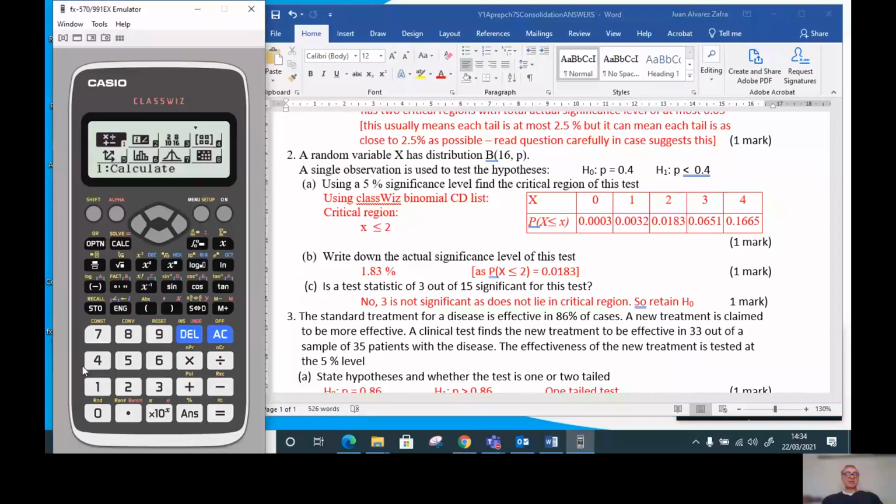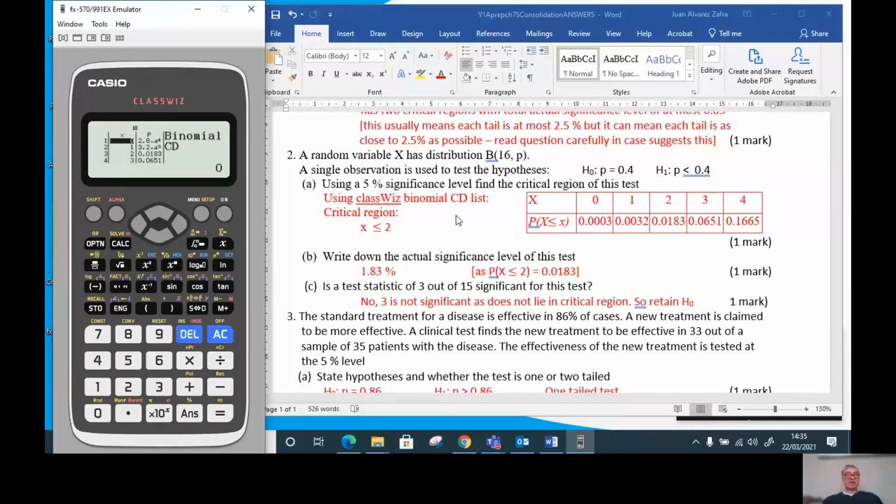So let's go to menu 7. Binomial CD, we need to go down, 1 for binomial CD, and then we want the list, 1. And then, as I've written here, I want values of variable 0 to 4. So 0, enter, 1, enter, 2, enter, 3, enter, 4, enter. Let's just do 5 as well. Okay, and now if we put n is 16, and p is 0.4, because that's given by the null hypothesis.